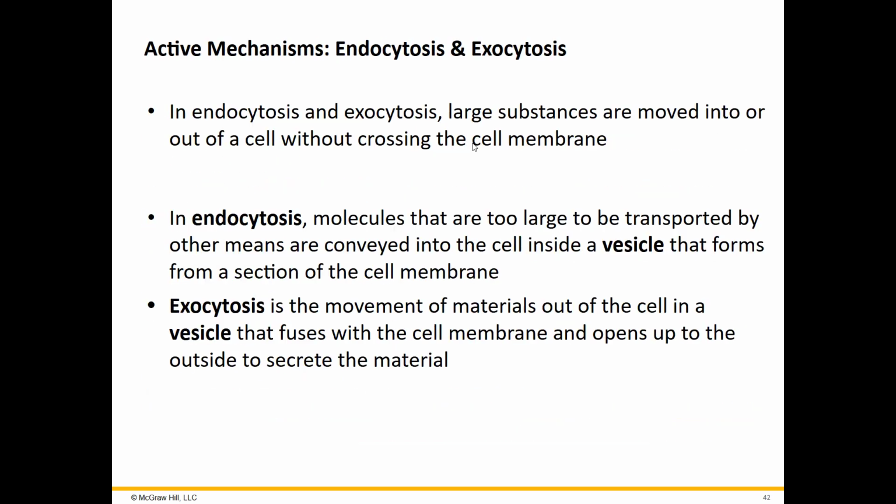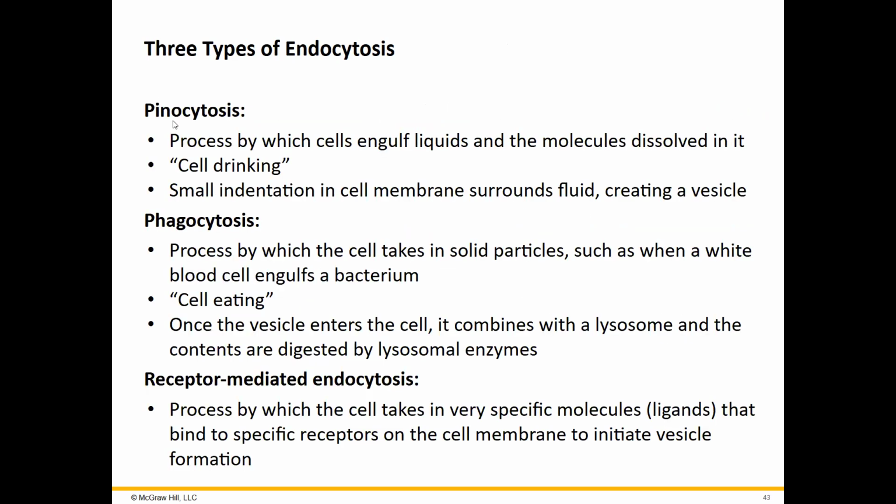So endocytosis has 3 versions: pinocytosis, phagocytosis, and receptor-mediated endocytosis. Don't get in the weeds here. I want you to know one term for each of these. Pinocytosis is cell drinking. Fluid comes into contact with the cell membrane. It gets sucked into a vesicle and pulled in. Phagocytosis is cell eating. Solid particles touch the cell membrane, get wrapped in a vesicle and pulled in.